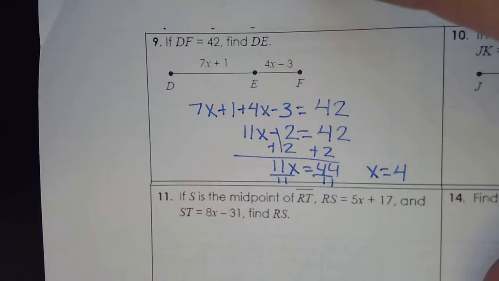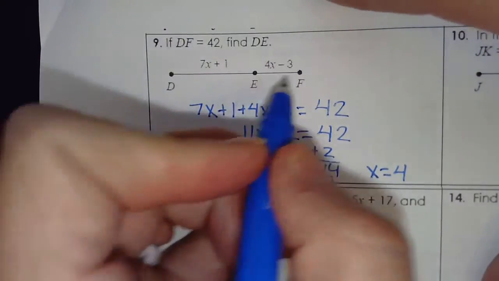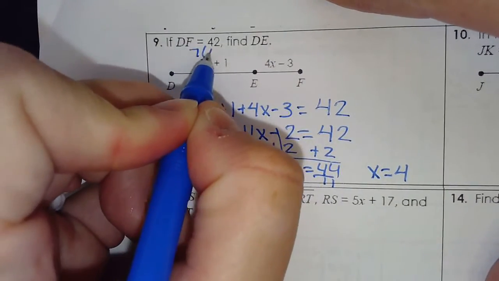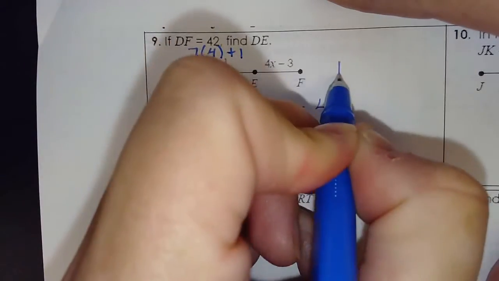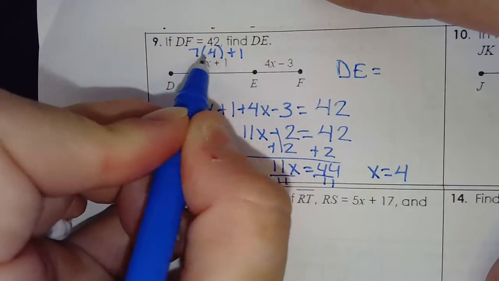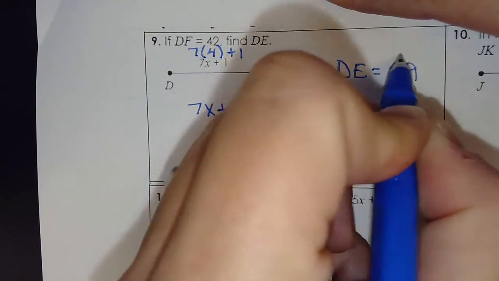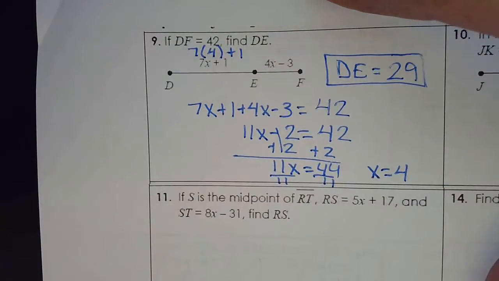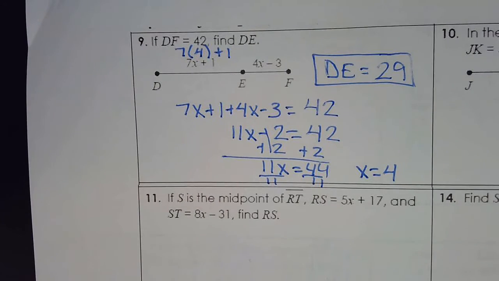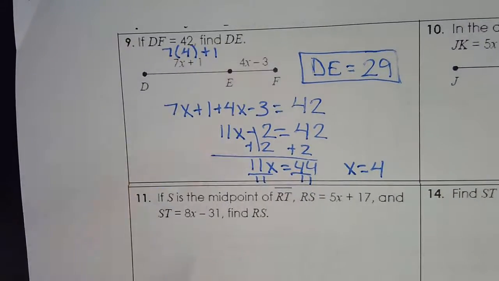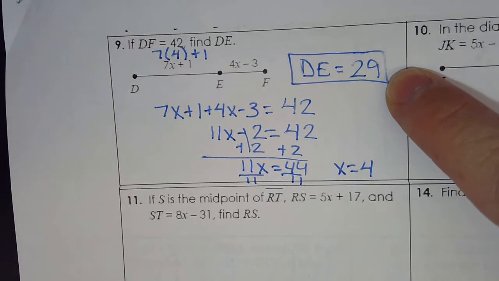It wants DE. So you have to plug it back in. So you do 7 times 4 plus 1. 7 times 4 is 28. 28 plus 1 is 29. So like on your test, for instance, this would probably be a 3 point problem. Setting it up correctly, solving for x correctly, and then actually answering the question completely. Any questions there?